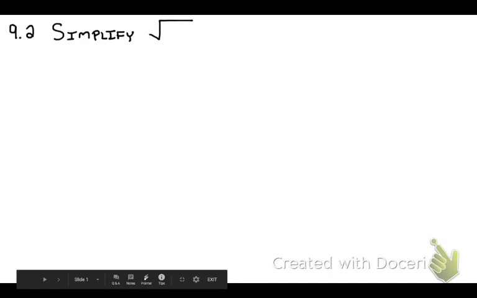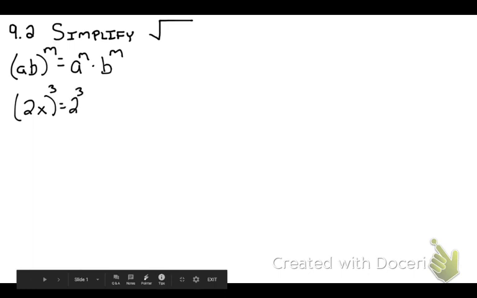But first, some background. Remember that we had this property with exponents, where if you had something times something else to a power, then you could apply the power to both things. Or a different example, if we had the quantity 2x and it was cubed, well, that was the same thing as 2 cubed times x cubed, which is just 8x cubed.